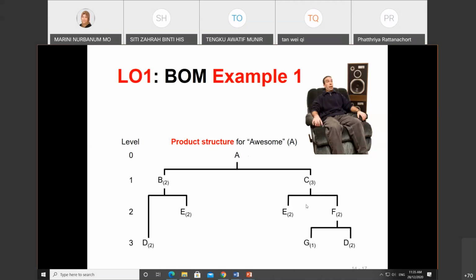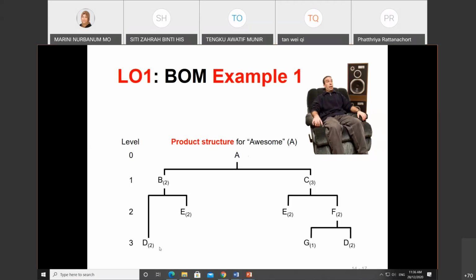Now, always refer to your parent. Just now we said C, 3 times 50, 150. So C, the total is 150. Now we want to go to the child of C, E. 2 times how much? Two times 150 becomes 300 for the E on the right. Okay, good. Then F, 2 times 150 equals to 300. Okay, good. Now we move on to the next level, which is level 3.